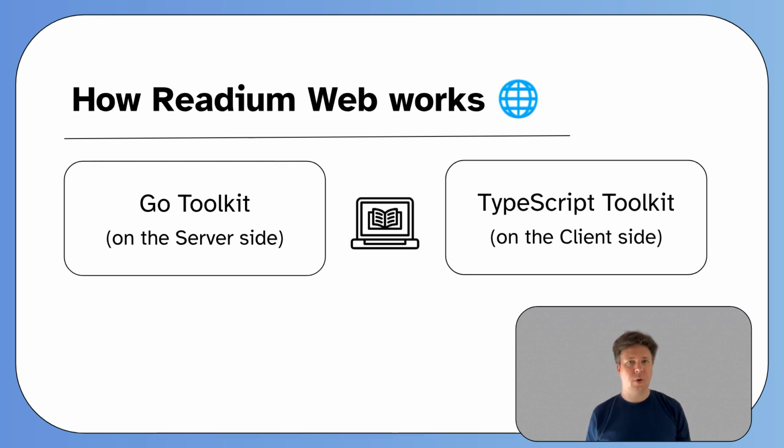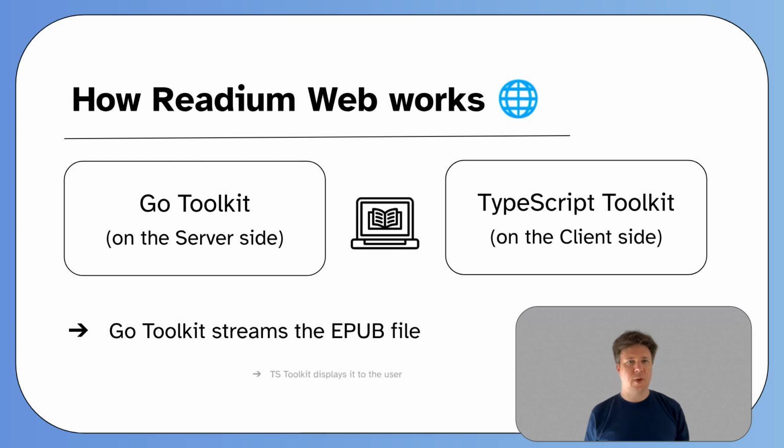The Go toolkit streams EPUB files and transforms them on the fly to web publications. The TS toolkit consumes that web publication, displays it to the user, and provides all the necessary interactions that you would expect. If you're already familiar with Radium Mobile, you'll notice that all of the key concepts, all the core APIs, they're the same. It's very much by design that we've decided to do that, but we've also built this project for implementers that are completely new to Radium.